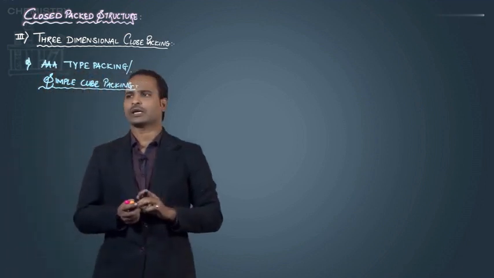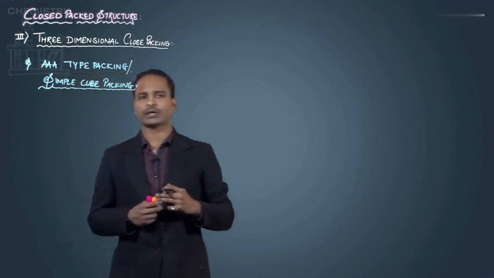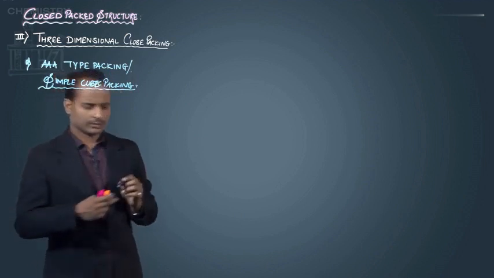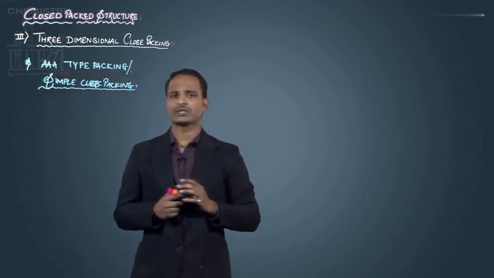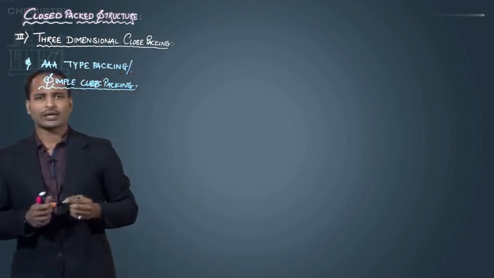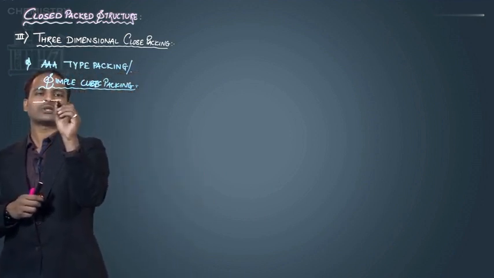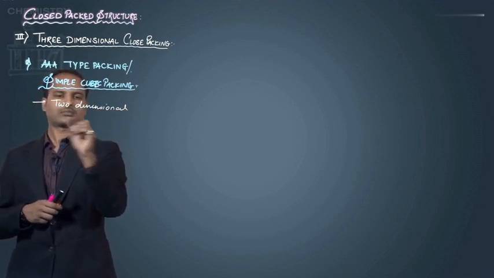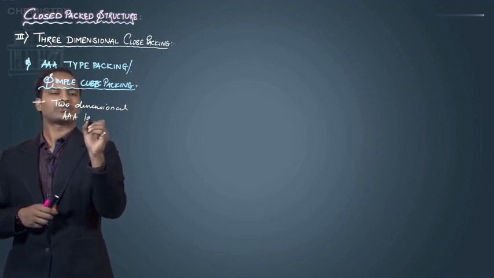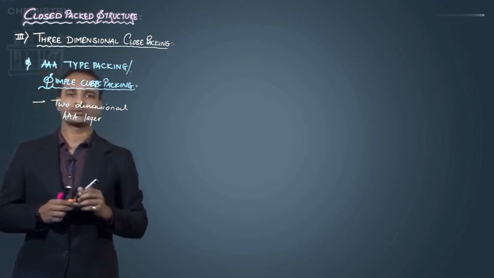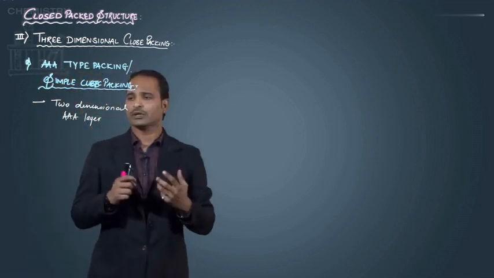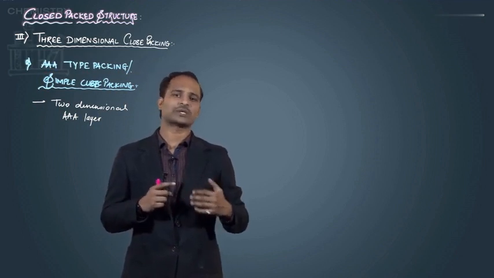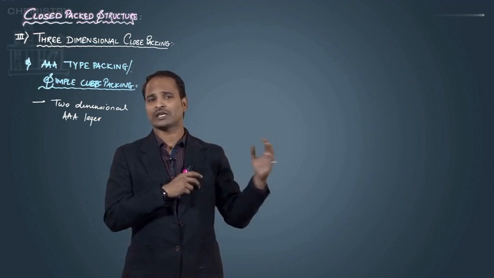So AAA type packing is also known, as I said, as simple cube packing or simple cubic packing. Now let's see how the particles are arranged in this case. This is formed from the two-dimensional AAA type layer, that is the square close pack layer. If you want this packing, then start with the two-dimensional square close pack layer. Square close pack layer means all the particles present in a layer are arranged in the same manner.